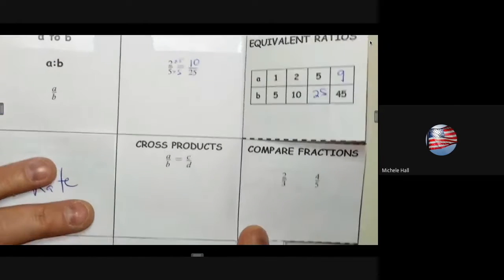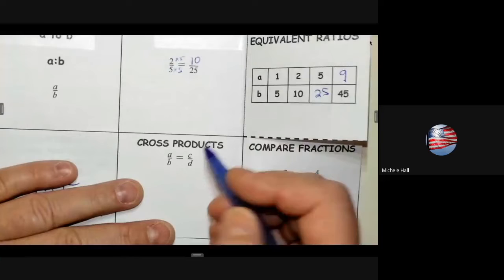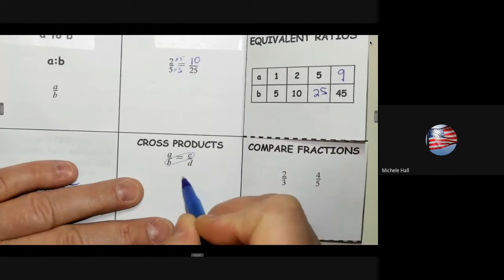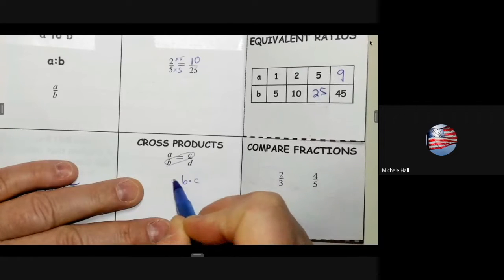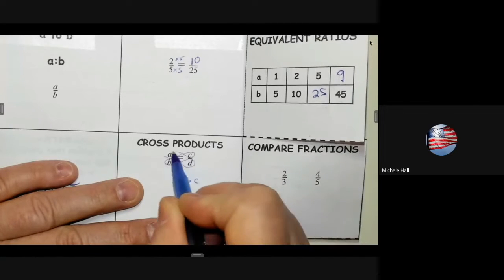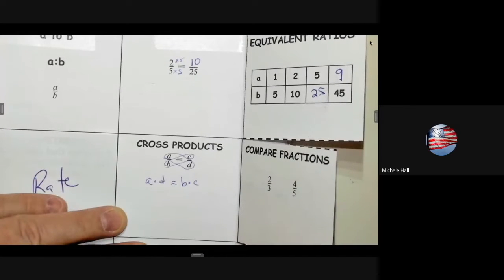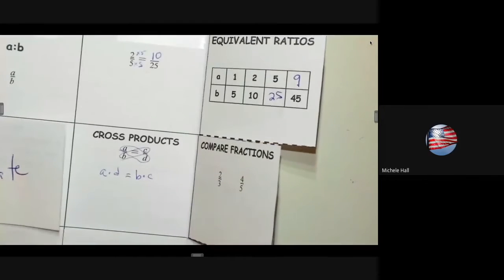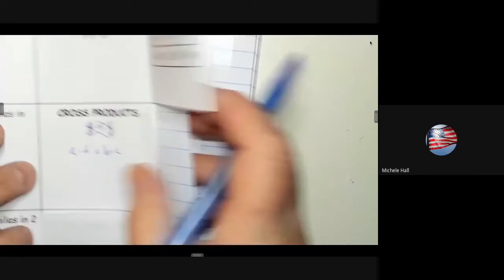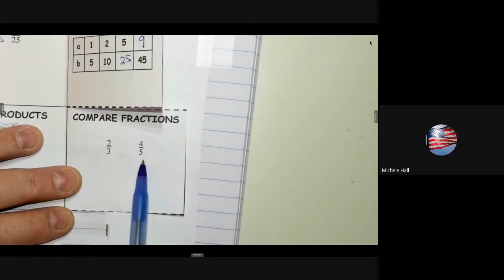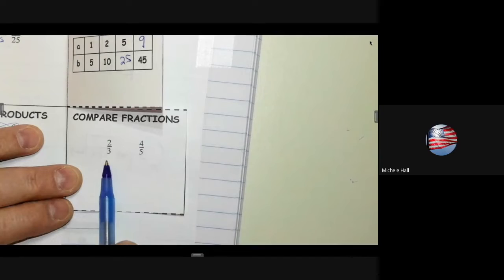To compare 2 fractions, I can use the cross products, and we have B times C and A times D. That would be the cross products. I can only use this technique when there are 2 fractions. Otherwise, when I'm comparing fractions, if it's more than 2 fractions, then I'd have to find that common denominator and look at all of them. Here, I can use the cross products.